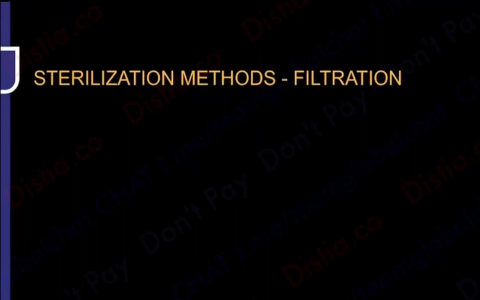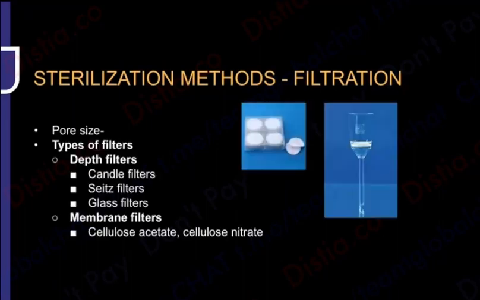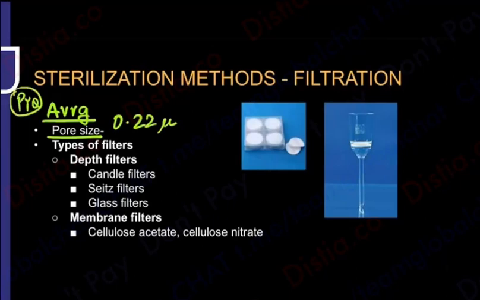Then nowadays, thanks to the AQI that we have, don't we have air purifiers? They also have filters. So a lot of filters need to be seen, which are also available in the market. The average pore size, you can't go on learning the pore size of every one filter. Average yaad kar lo, that is 0.22 microns, which is a previous year question. What are the types of filters? There is something known as depth filters and membrane filters.